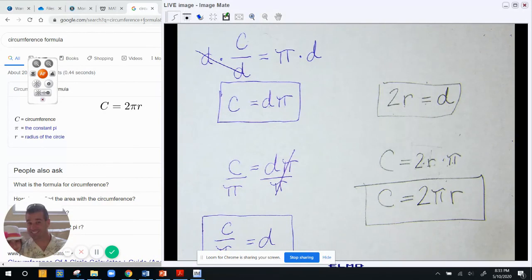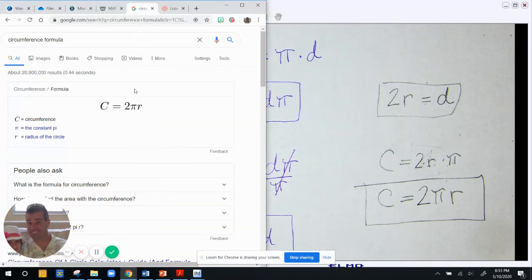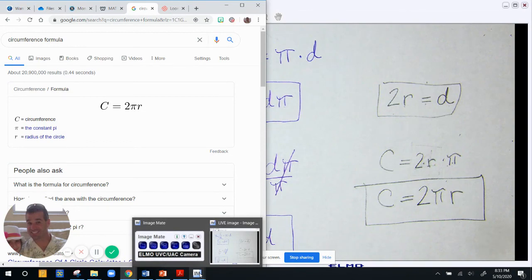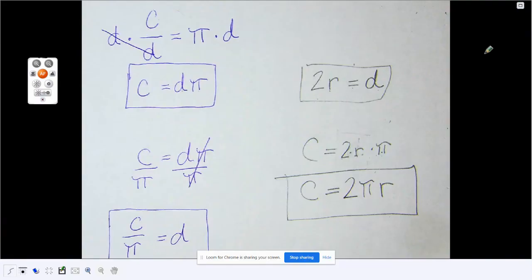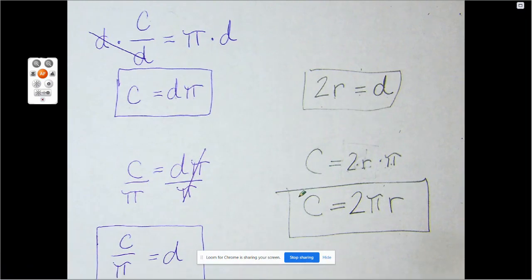Now if you go back to Google, you'll see that's exactly what they say when you Google it. Now it doesn't really matter which one you use. We can use the one that we came up with, which is circumference equals d times pi, but for whatever reason, this is the one that's the most widely accepted. Circumference equals 2 pi r.